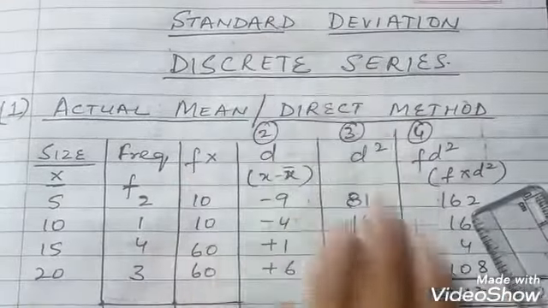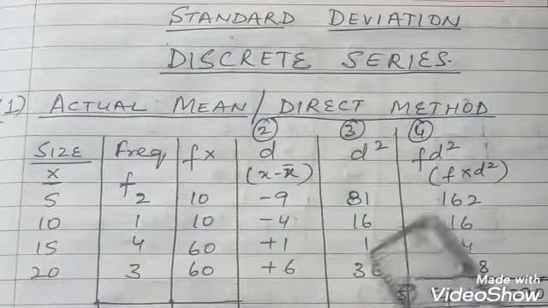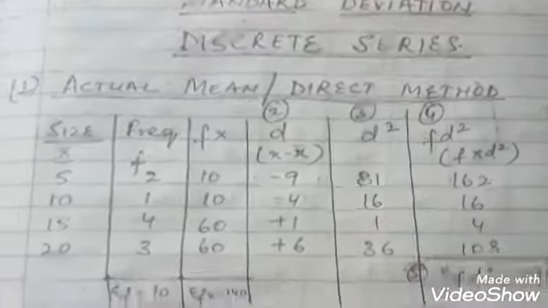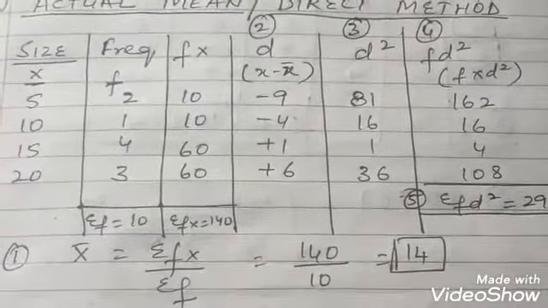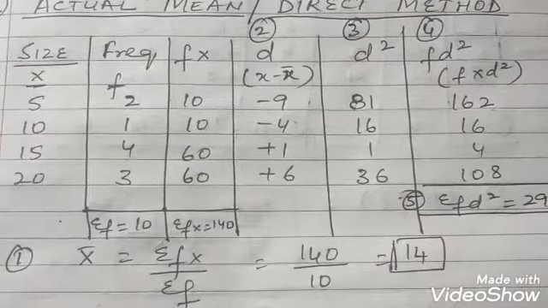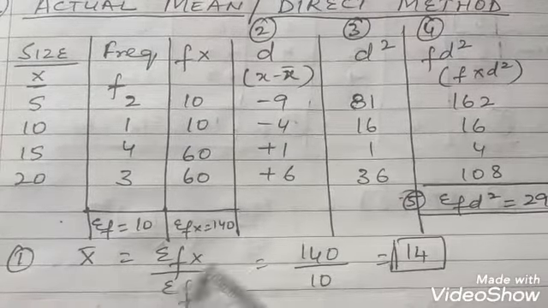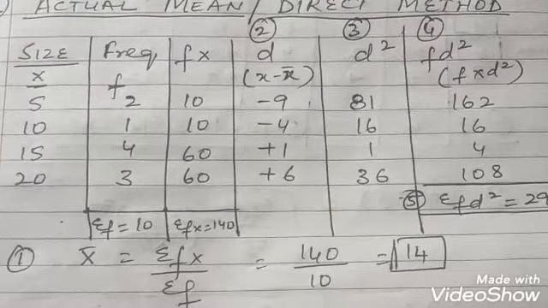This is your numerical, right? Two columns will be given to you. The very first step you need to do in this method is, because the method is actual mean method, you need to calculate the actual mean. The actual mean formula, all of you know, it is sigma fx upon sigma f.